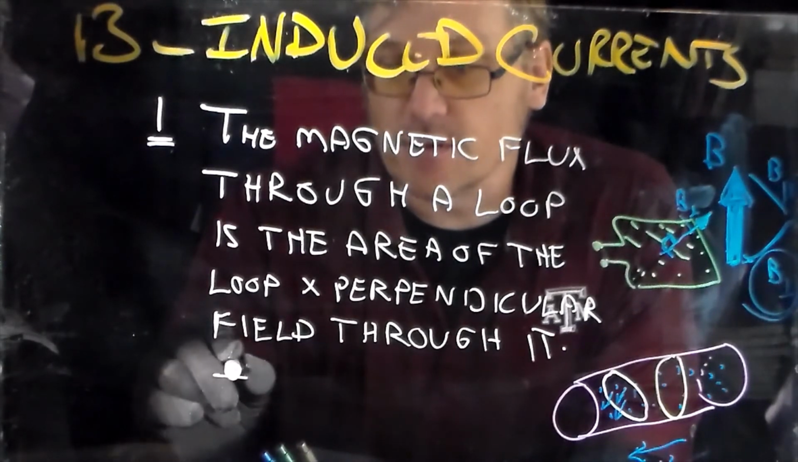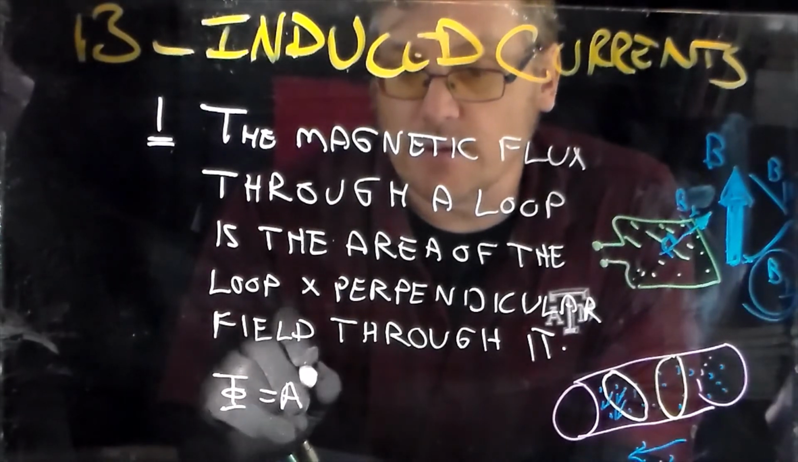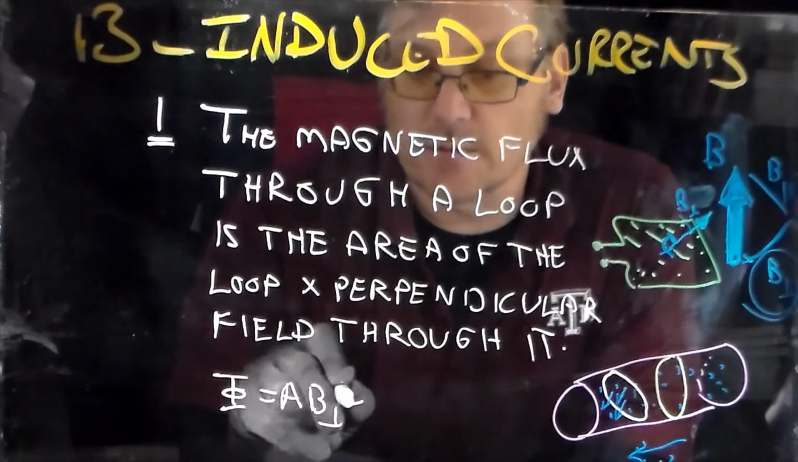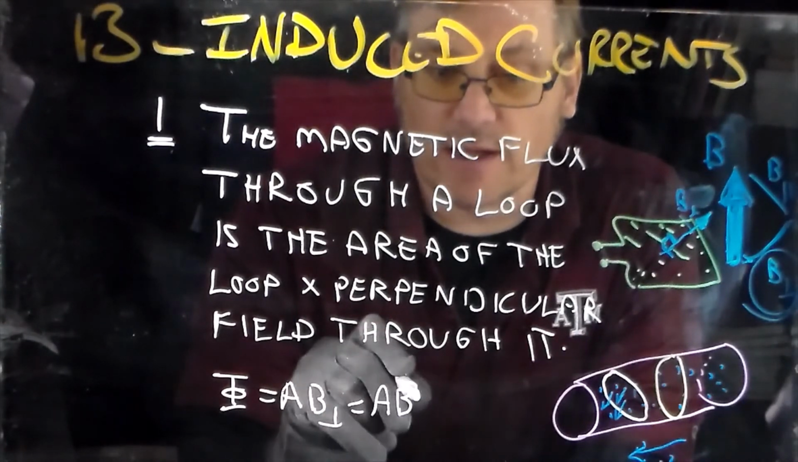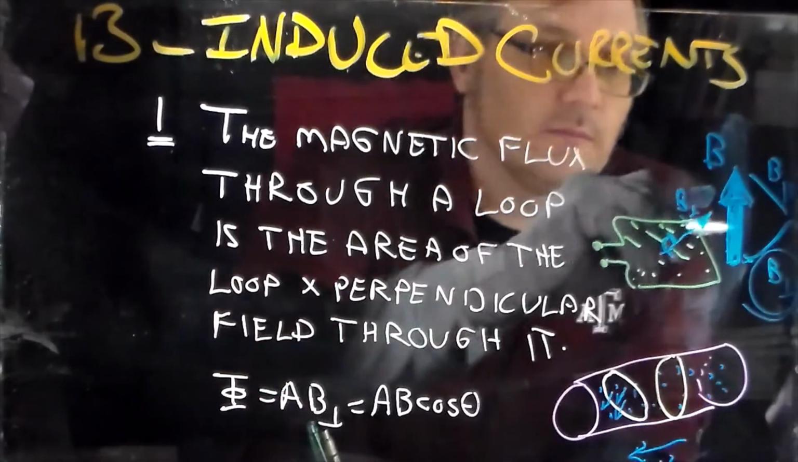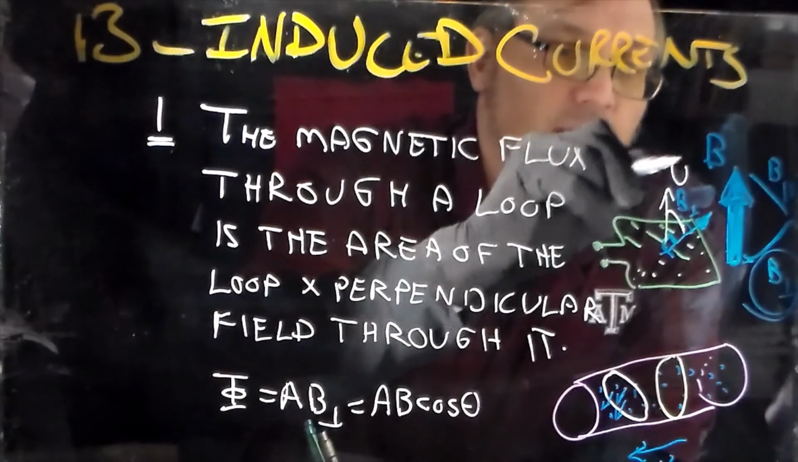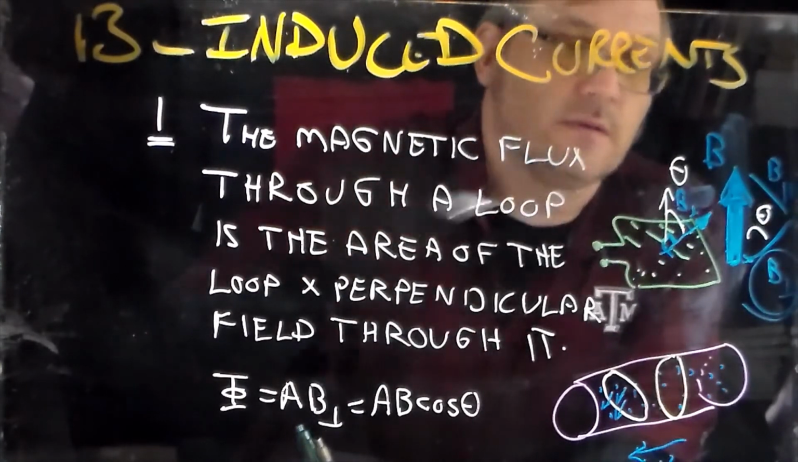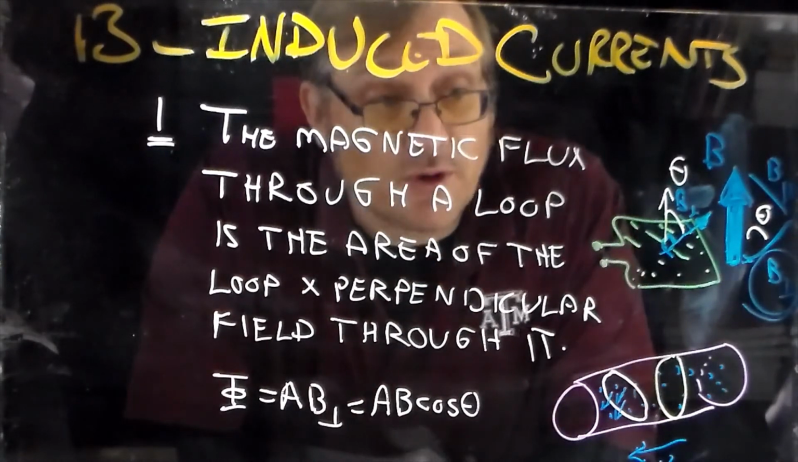So that's our flux. Phi equals A B perpendicular. Another way to say that is the area of the loop times the magnetic field times the cosine of the angle between them, where this is theta. There. All right. So that is what we'll start with.